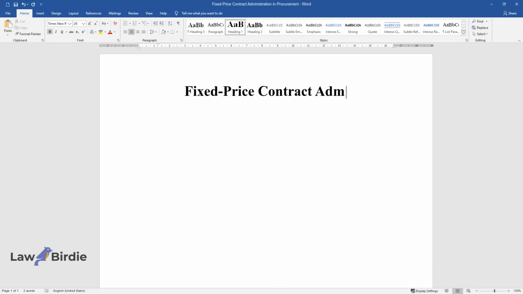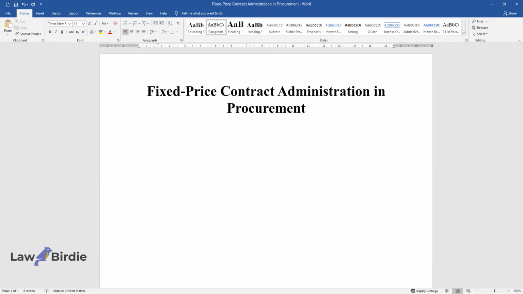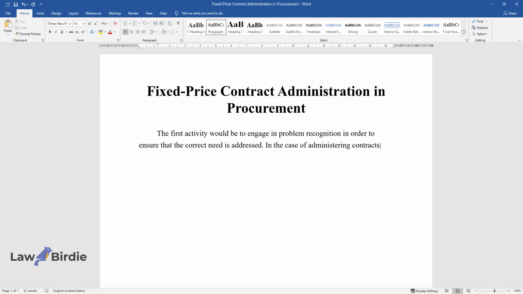Fixed price contract administration and procurement. The first activity would be to engage in problem recognition in order to ensure that the correct need is addressed. In the case of administering contracts for 12-cell computer batteries, the responsible agent would have to specify if the trigger is an internal or an external need.